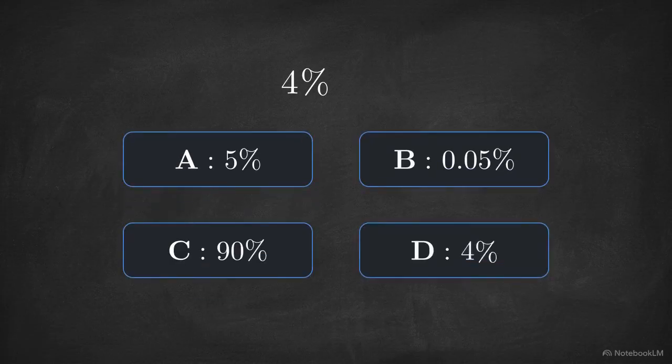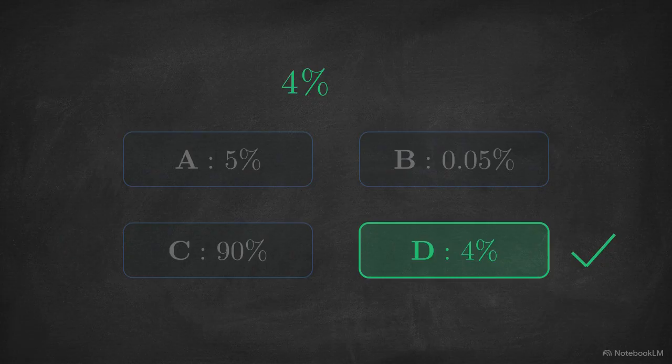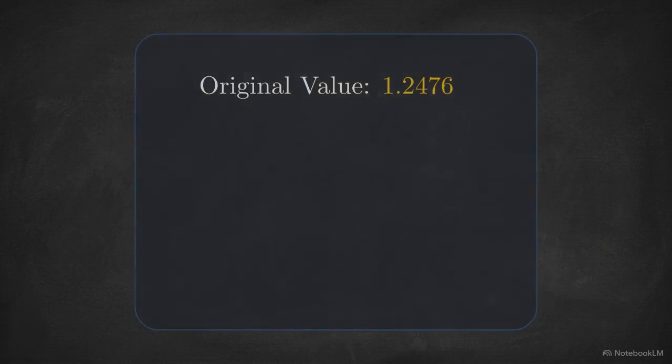Doing the multiplication first saves precious time in the exam hall and keeps you from making simple calculation mistakes. Option D is our correct answer. Let's do a quick recap.